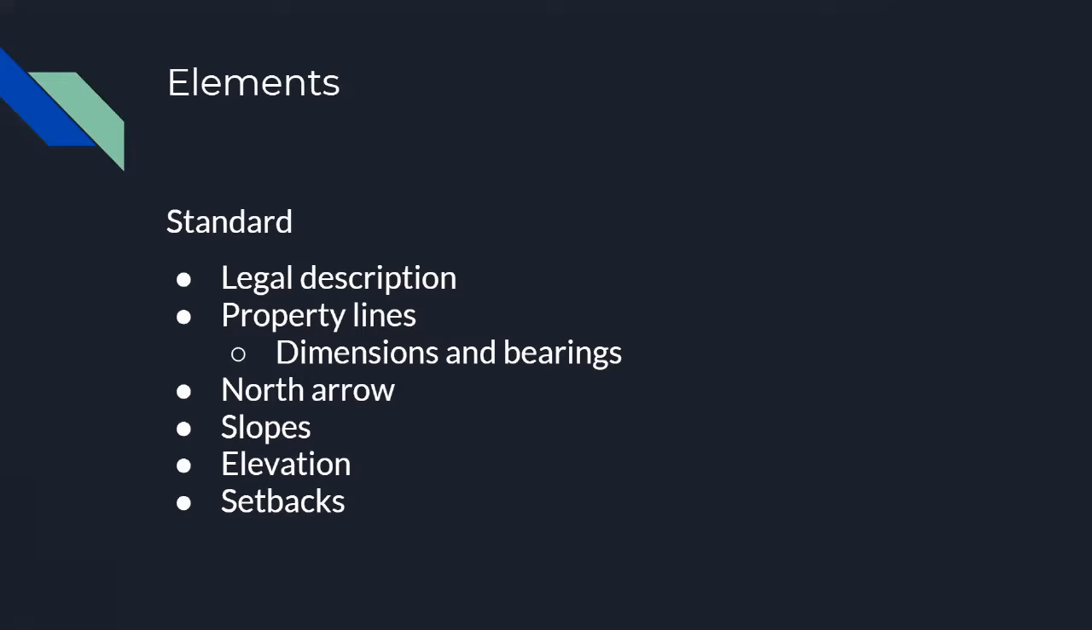And next is the north arrow. This is pretty standard. It just lets you know what direction north is in, and from there, you can pretty much figure out any direction. Slopes and elevations. Basically, what's the elevation and how much does it change per area. And last is setbacks. These are points that could be off the property line and they're basically used as reference points for figuring out exactly where things might go on the property.